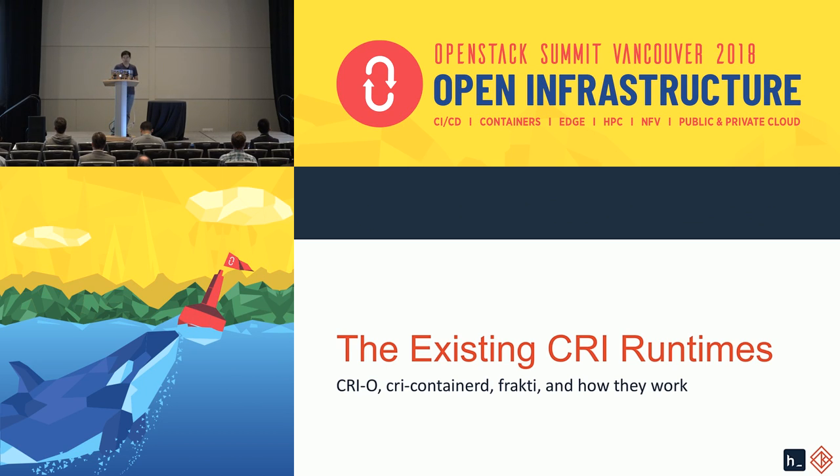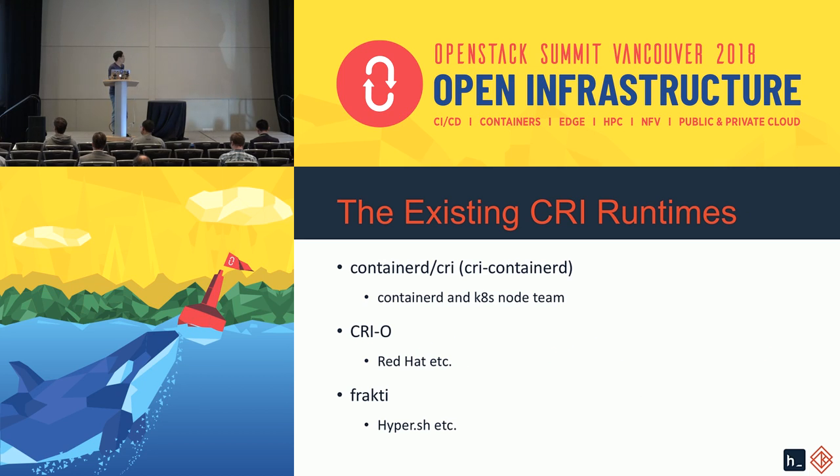And then I can introduce the existing CRI runtimes, the CRI-O, CRI Containerd, and Frakti, and how they work. The existing CRI runtimes include first the Containerd and its CRI plugin. Formerly, it was CRI Containerd, and now it has been included in the release of the Containerd. So there is a plugin that's shipped with the Containerd, and it can be run directly with the Containerd. And because the Containerd is a fully pluggable architecture, it's only implemented as a gRPC plugin, and then the plugin will call the other parts of the Containerd.